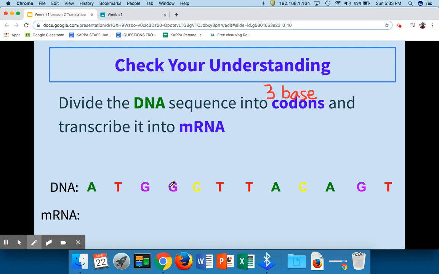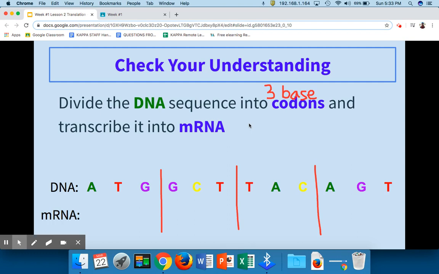Here's our DNA strand. First, we want to divide it into codons. So if that's every 3, we're going to take a pen or pencil, or you're just looking at the screen, and we're dividing it every 3 bases. So that gives us 4 codons in our sequence. Then we want to transcribe it into mRNA.